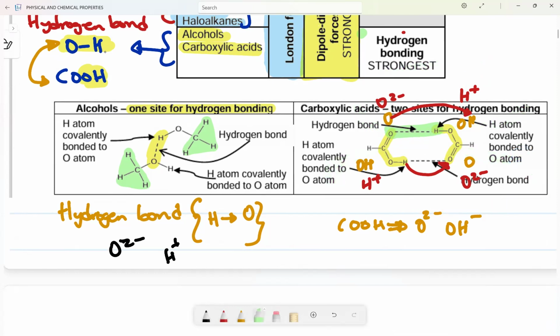This one, you don't need to know. I'm just explaining to you why we are saying this one has two sides. The more sides of hydrogen bond we have, the more we are increasing the hydrogen bond, therefore increasing the strength of hydrogen bond. Hence, can you see this one has two sides of hydrogen bonding? Therefore, it makes carboxylic acid stronger, with the stronger hydrogen bond.